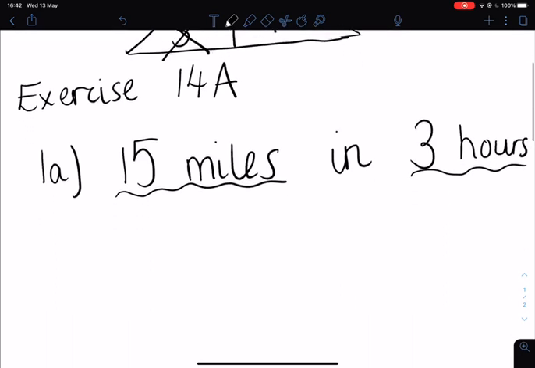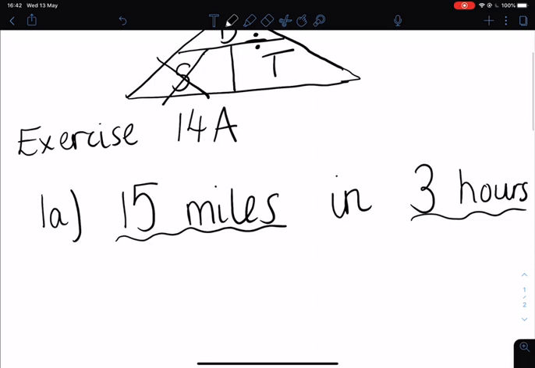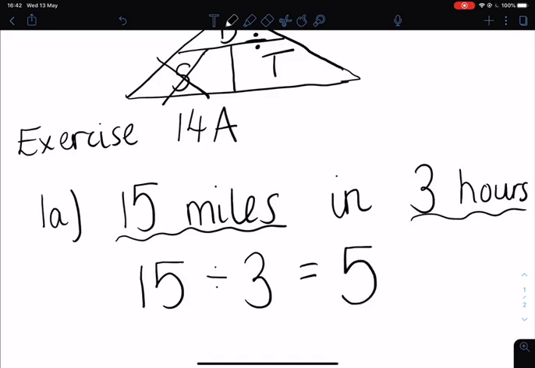So, my distance is 15 miles divided by 3. We all know that 15 divided by 3 is 5. And because we're travelling in miles, we would assume that they're travelling 5 miles per hour. So my answer to this question here is 5 miles per hour. Okay? Let's do another question.